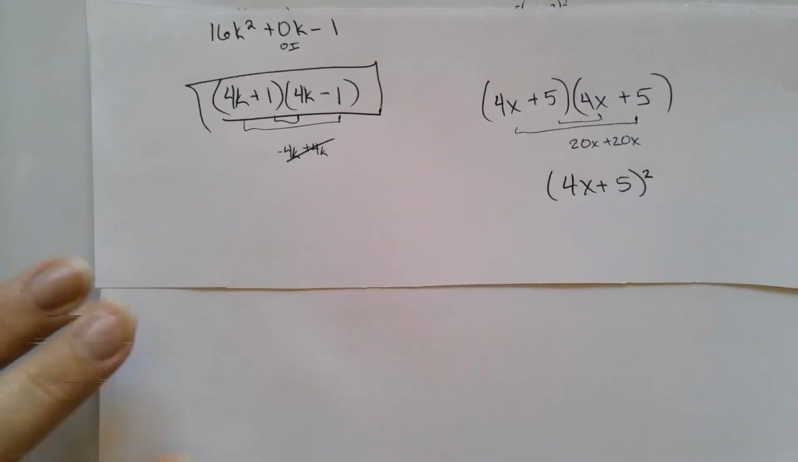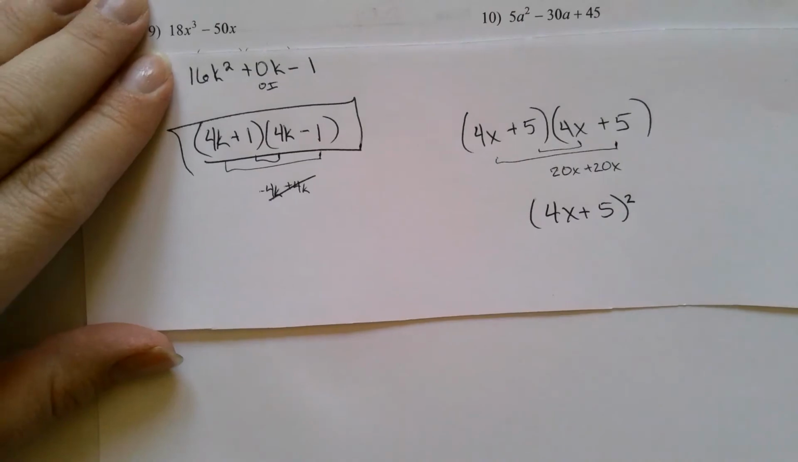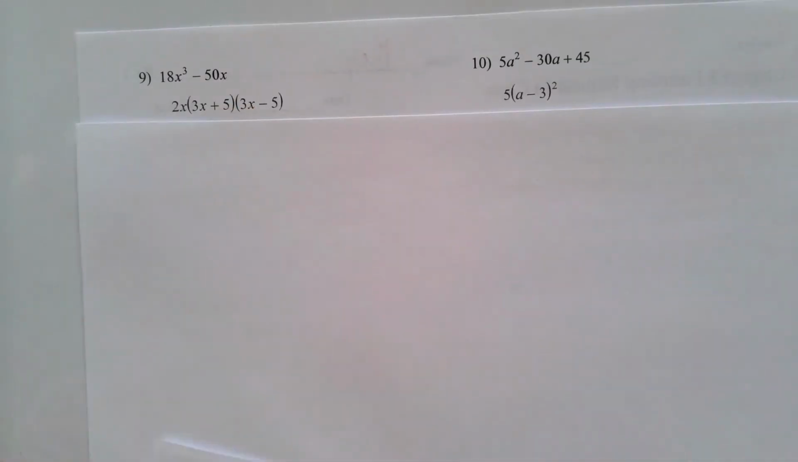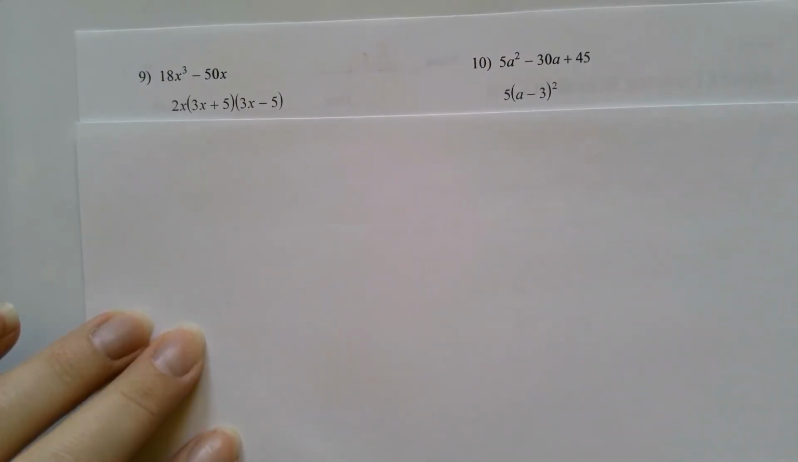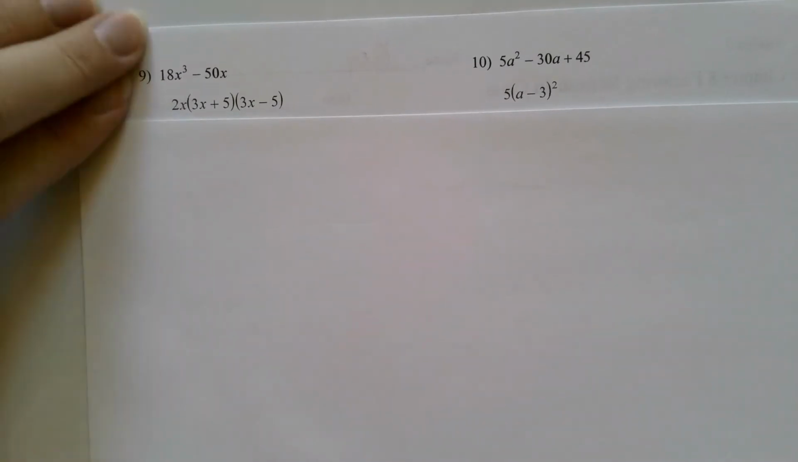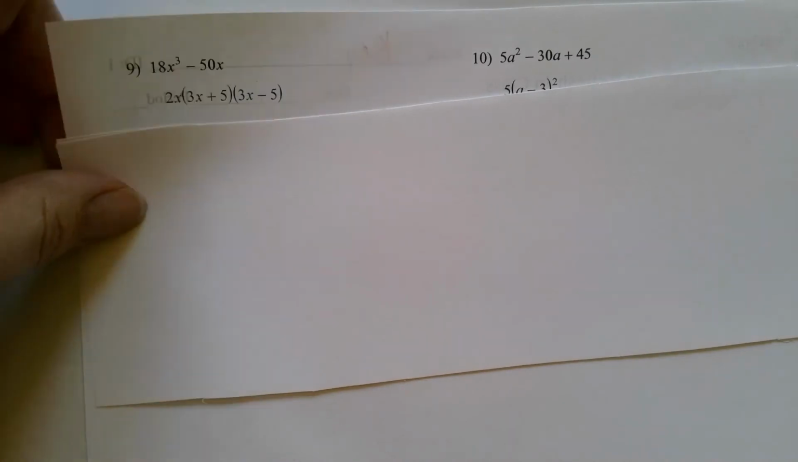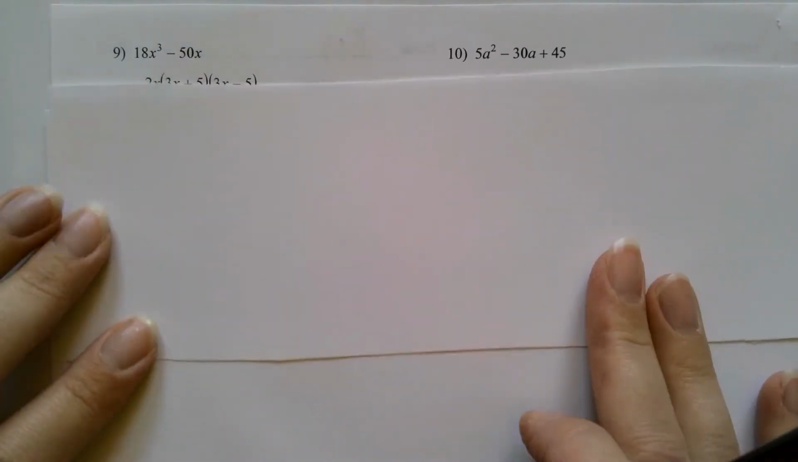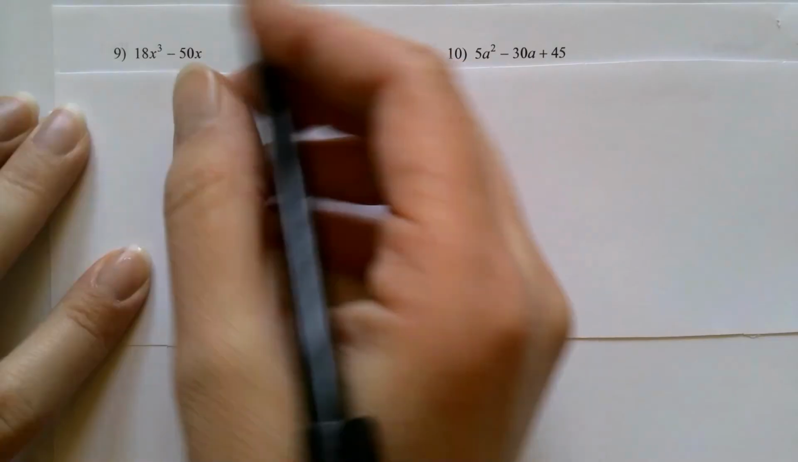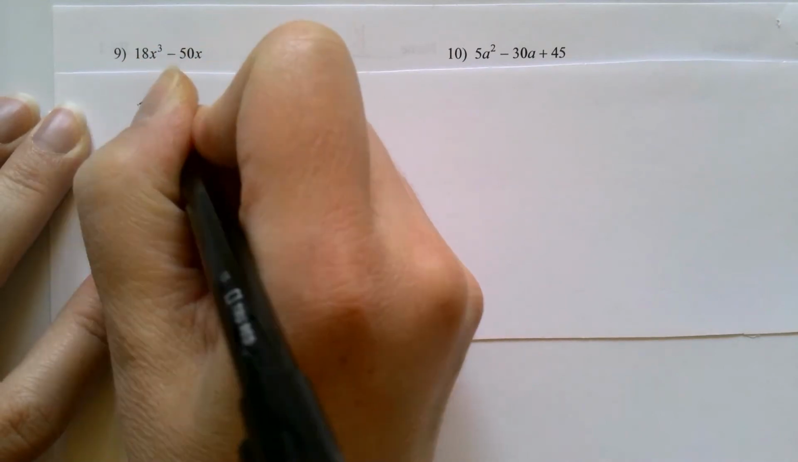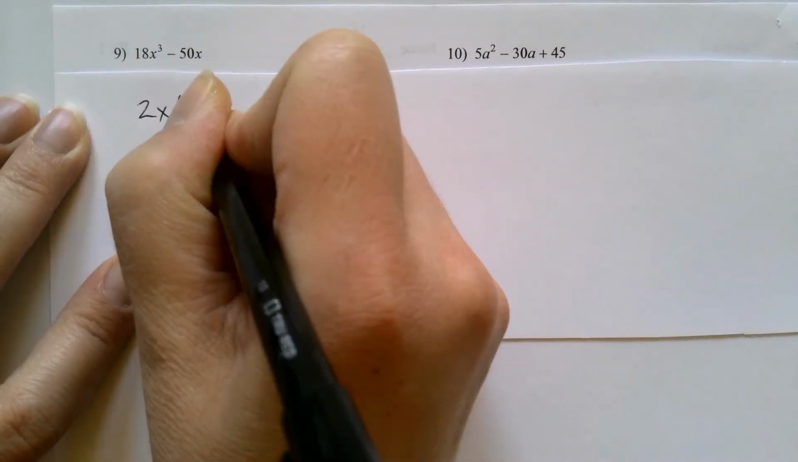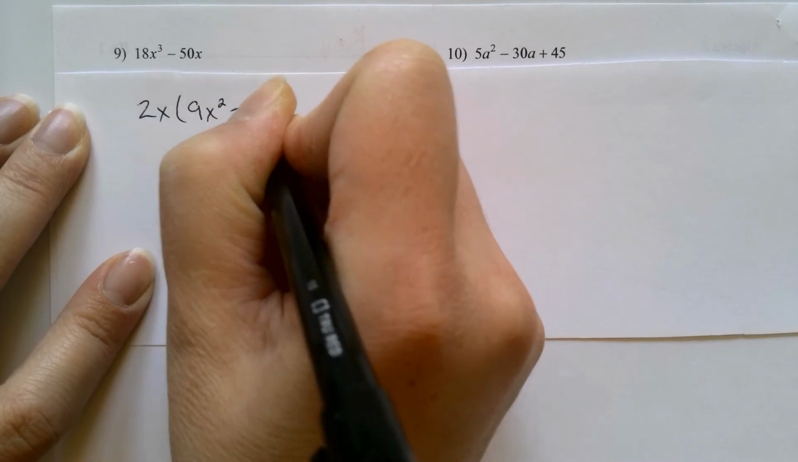We have to always look for your GCF. So we do have a GCF on number 9. They're both even numbers, so they can divide by 2, and we also can take an x out of it. So here we go. We're going to take out a 2x, and what's left is 9x squared minus 25.